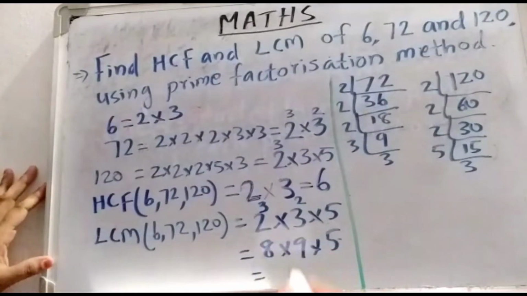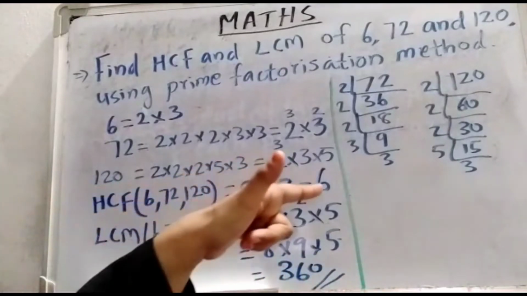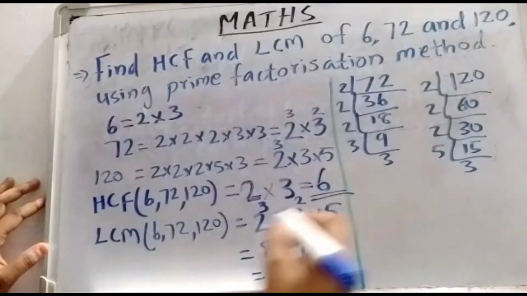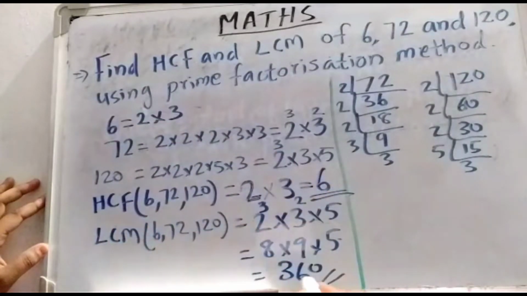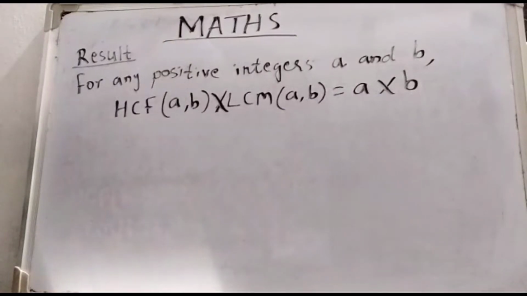40 into 9, 360. So the HCF of 672 and 120 is 6 and the LCM of 672 and 120 is 360. Okay, this is the method to find the HCF and LCM of two or three numbers. Okay, dear children, let's discuss the result.